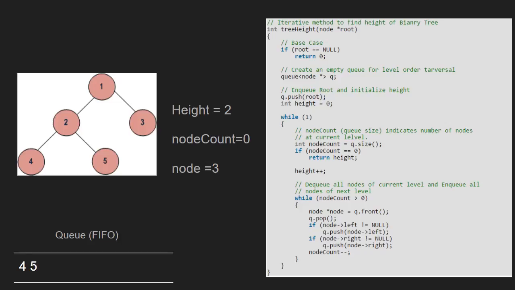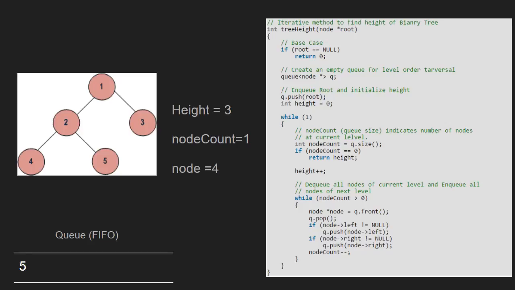Next, we continue the first while loop. Now, node count will be equal to 2 as there are 2 elements in the queue. Again, height will be incremented by 1. Since node count is greater than 0, we enter the second while loop. Again, node will now be equal to 4 and 4 will be dequeued. Since node 4 doesn't have any child, nothing will be enqueued. Moreover, node count will be decremented by 1. So, node count will now be equal to 1.